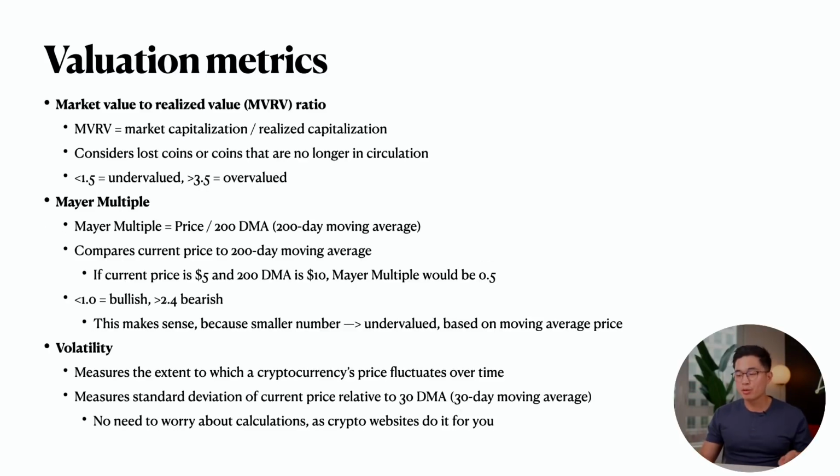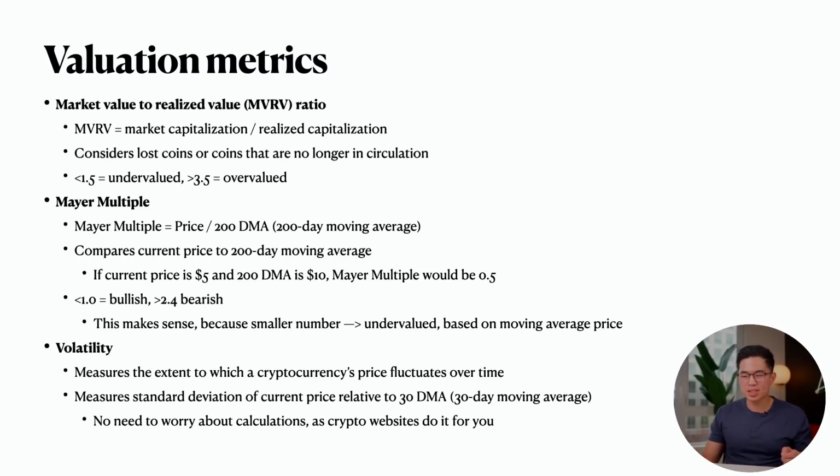Now the MVRV ratio, this is the market value to realized value ratio. And to find this, you're basically taking the market cap, what we talked about earlier, and dividing it by the realized capitalization. This is going to consider any lost coins or coins that are no longer in circulation. If the MVRV ratio is under 1.5, that could mean that the coin is undervalued, and if it's over 3.5, this means that it could be overvalued.